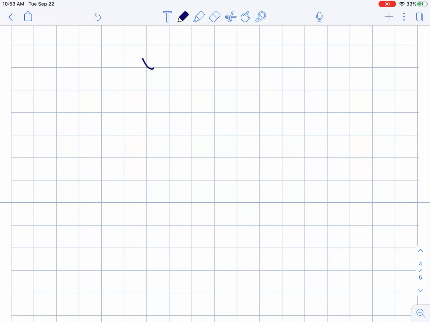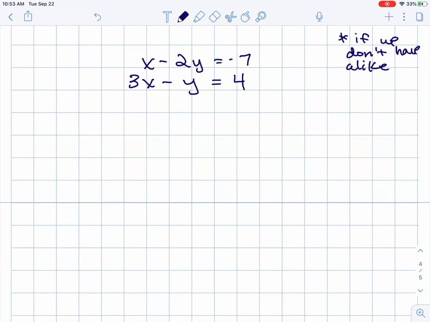Okay, so what if you have one like x minus 2y equals negative 7 and 3x minus y equals 4? So we don't really have anything alike per se, but if we don't have them alike, we can make it. So I'm going to pick something. I could either make the x's alike or the y's alike. We're just going to choose, and sometimes it's not an easier choice, but we're going to choose what would be easy.